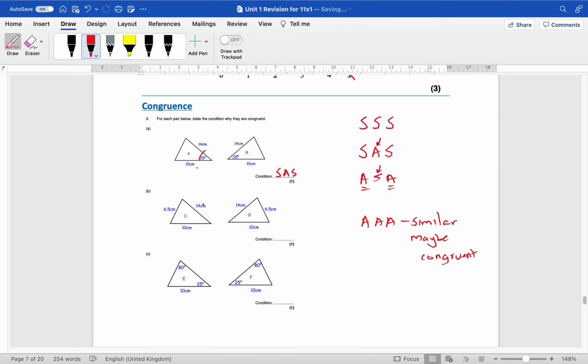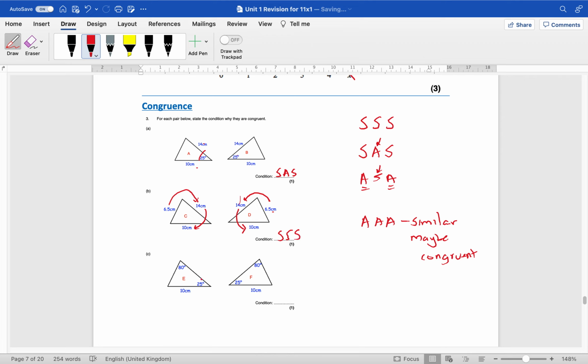Here, side, side, side, and they're in the same order. 6.5, 14, 10; 6.5, 14, 10, right? It doesn't matter here that we're going in reverse. It doesn't matter the direction. That's okay, right? They are side, side, side. 3 sides the same, in other words.